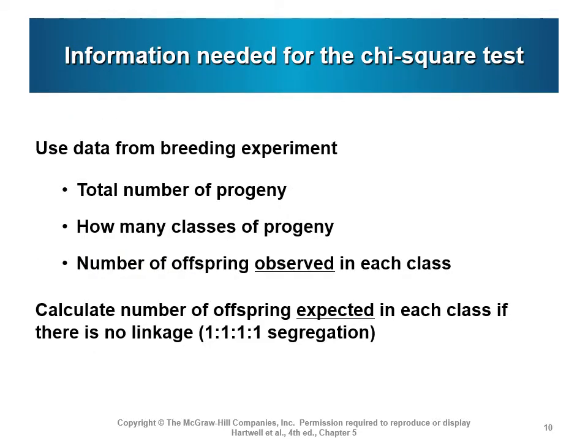In order to apply the chi-square test, we need some data. The data that we will need to use should come from breeding experiments. We will need the total number of progeny, how many classes of progeny there were, the number of offspring observed in each class, and the number of offspring expected in each class if there is no linkage, that is, 1-to-1-to-1-to-1 segregation.